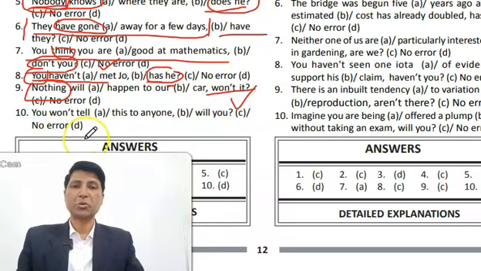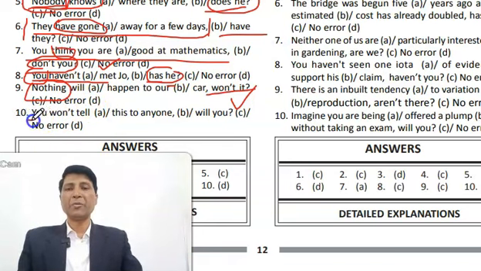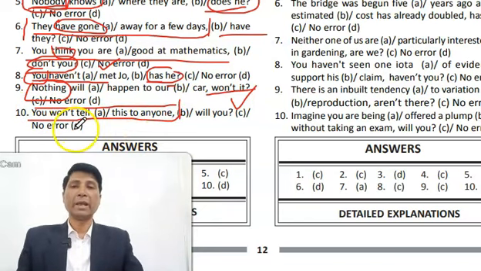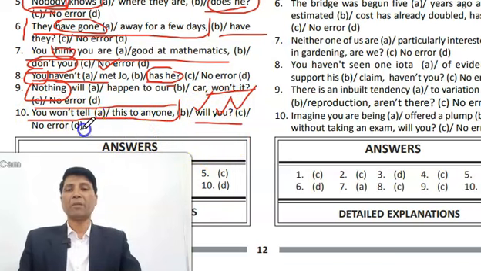You won't tell this to anyone, will you? So here the main statement, you won't tell this to anyone, is the negative form of simple future tense. So the tag should be positive, of course it is. So will is correct and subject is you, it is also correct. That means there is no problem.